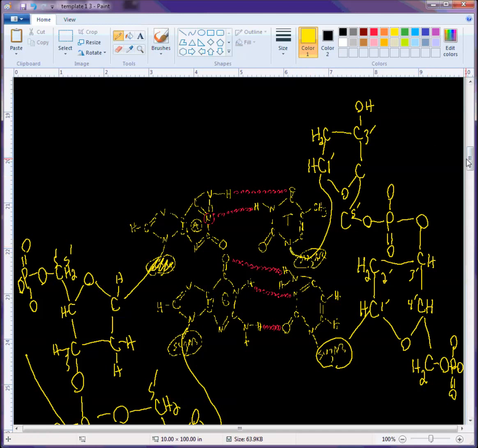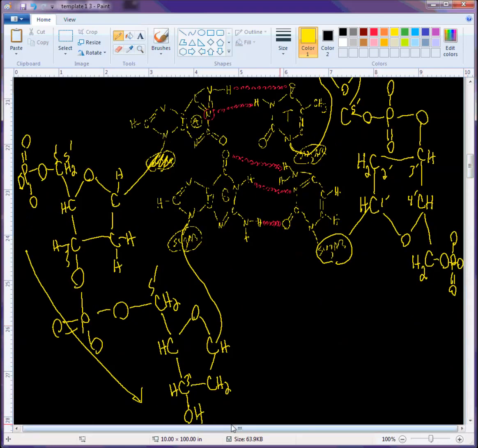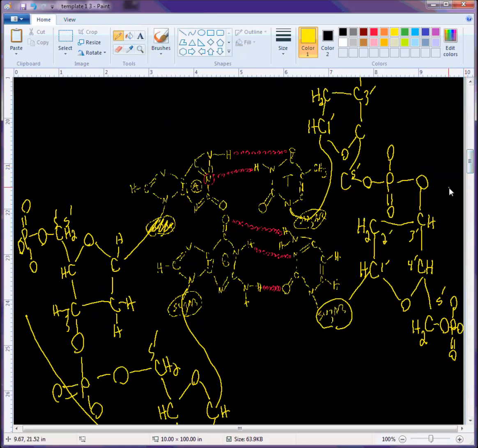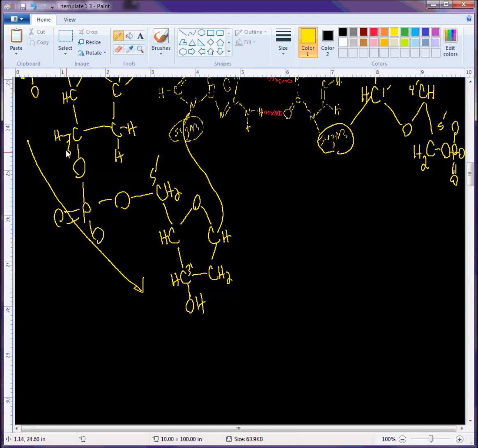Okay, I think that looks pretty good. Okay, so this is the 3'. This is the 5' over here, and you can see they're anti-parallel. These sugars right here are going in the 5' to the 3' direction, and these ones over here are going 5' and 3' in this direction. Okay, so that's how I would answer number 13.